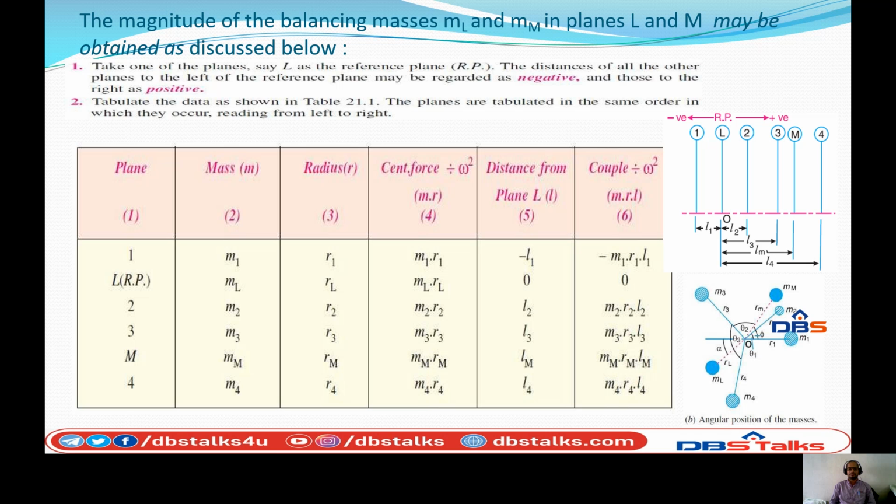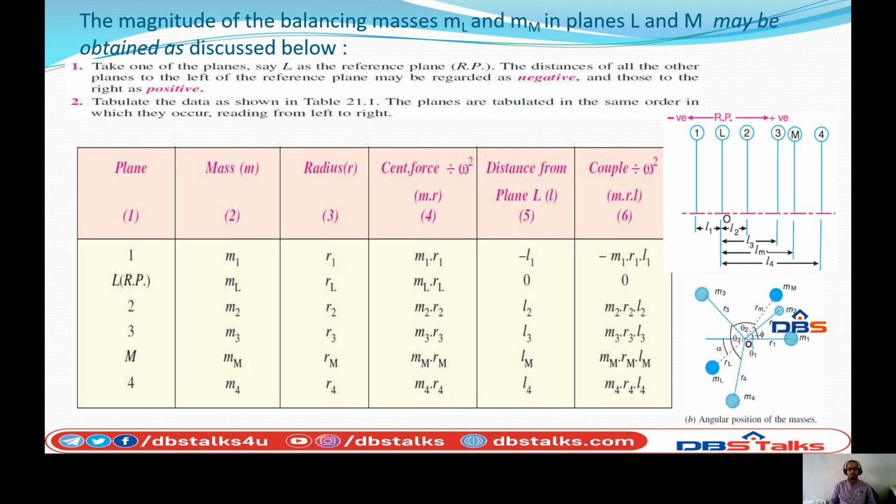Then the distance from the reference plane. What is the reference here? L. So from the reference plane, what is the position of 1? The distance L1. It is on the left side of the reference, so we keep it as minus L1. And from L to L, what is the distance? That is 0, no distance, because it is the reference plane itself.